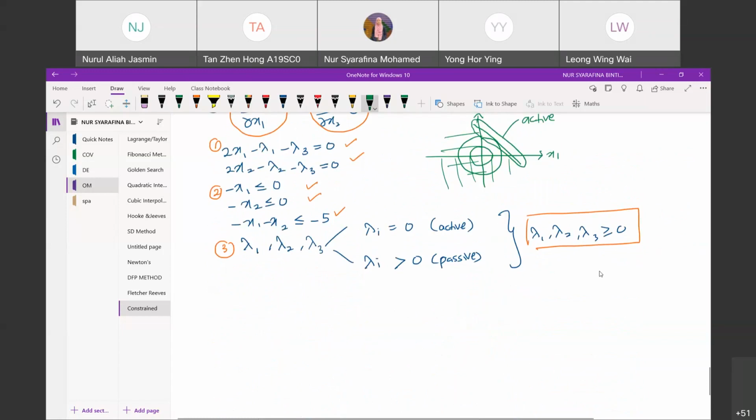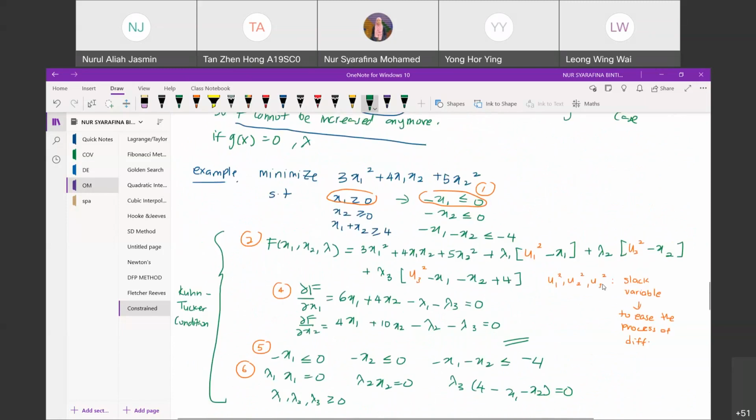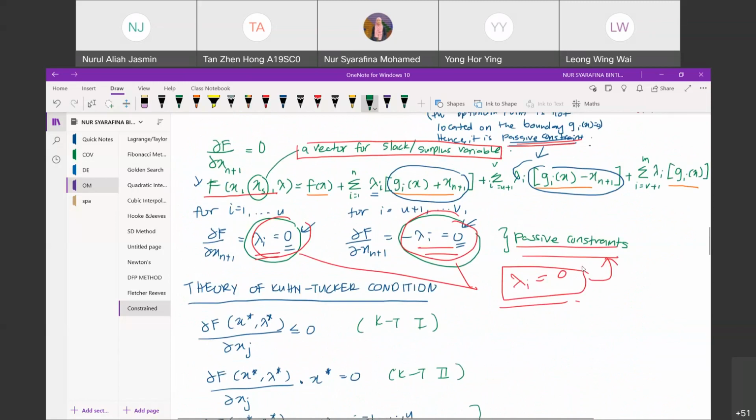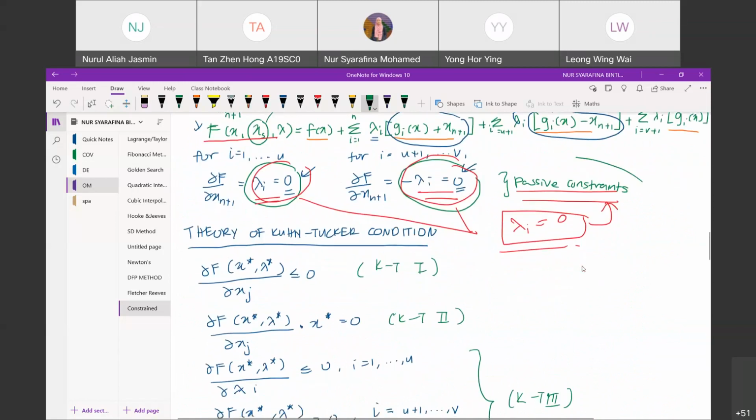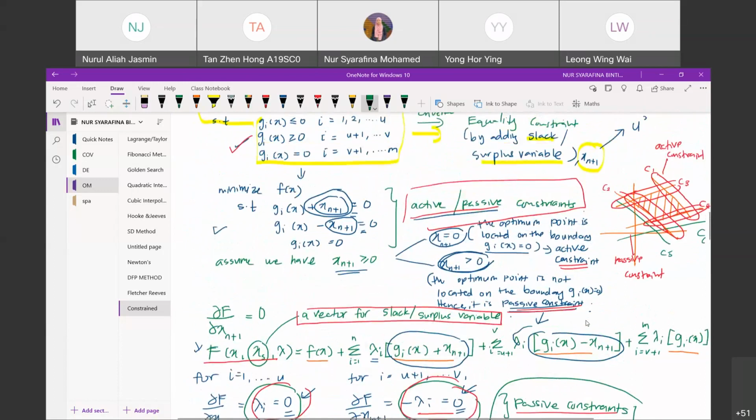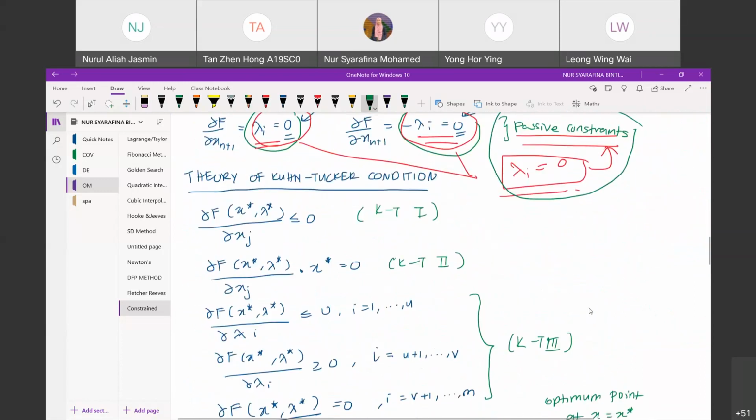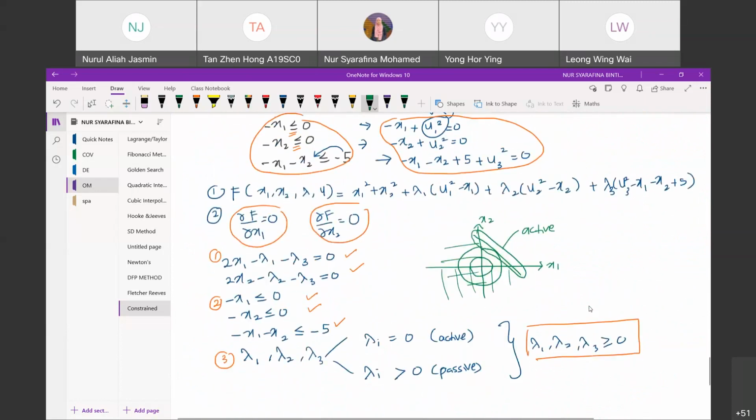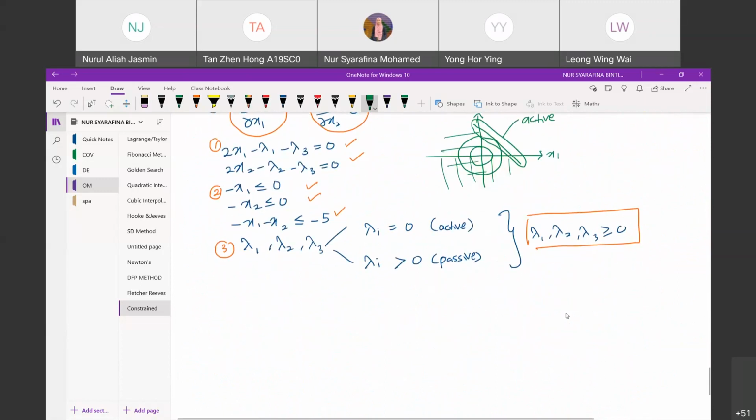So we can consider negative x1 and negative x2 as passive. Now when it is passive, what happens? We have discussed this. When it is passive, we can conclude that lambda i equals 0. When it is active, the value of lambda cannot be equal to 0, so it should be greater than 0.